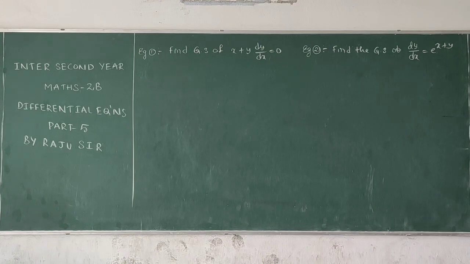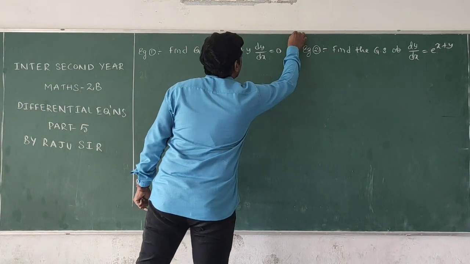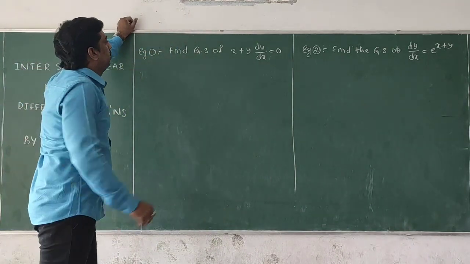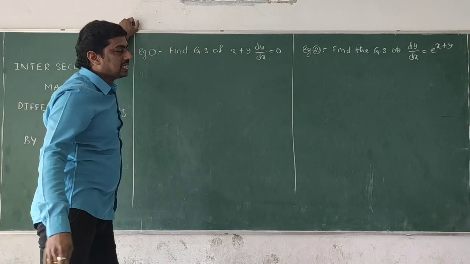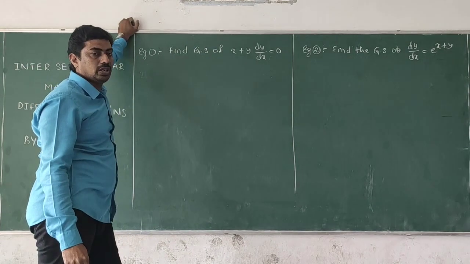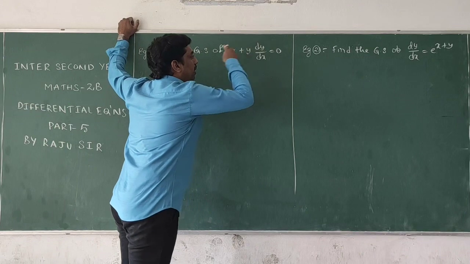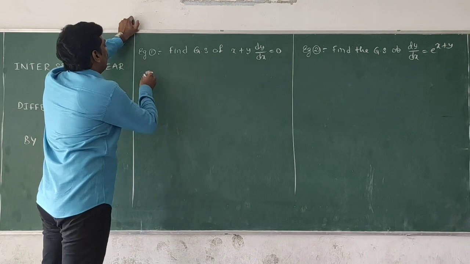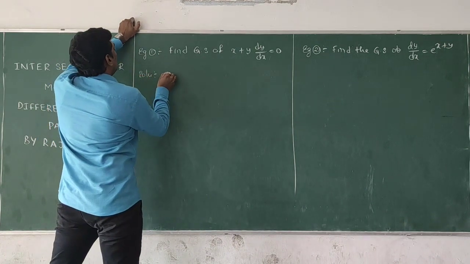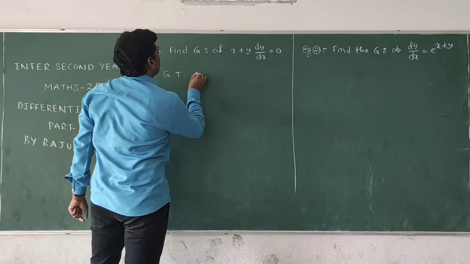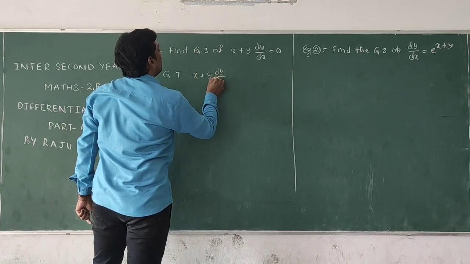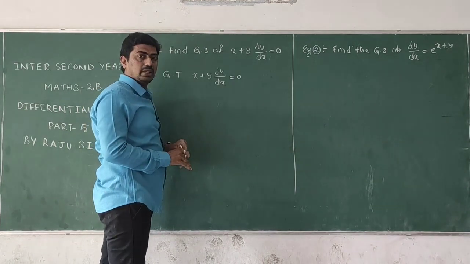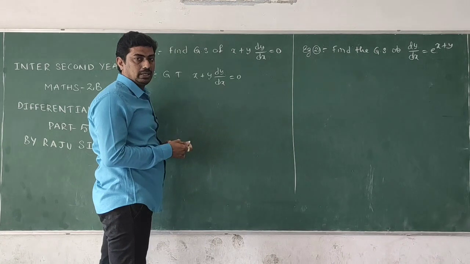Yes, students, in continuation after the explanation of the variable separable method, the first example is: find the general solution of x plus y dy by dx equal to 0. Clearly, this is a differential equation, and we need to find the general solution of this equation. In the solution, given x plus y dy by dx. First, in order to solve by this method, we need to separate the variables.